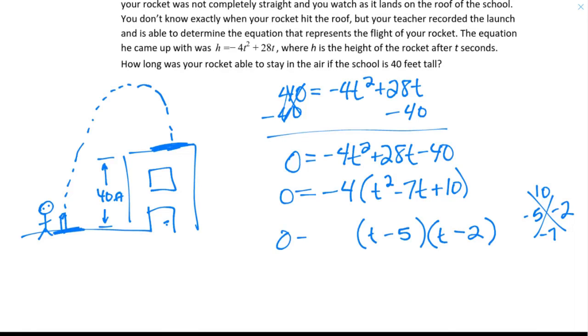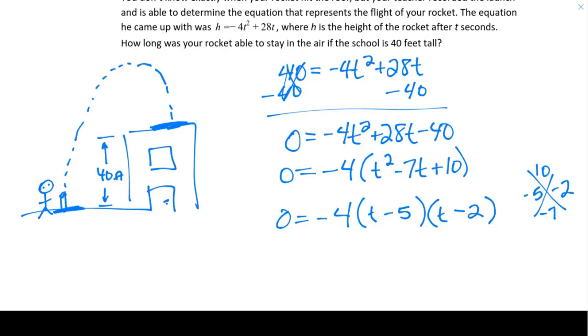I'm going to bring down the rest of my equation, and now we're ready to solve. We know that negative 4 times t minus 5 times t minus 2 is equal to 0. One of those things must be 0. Again, negative 4 can't be 0, so we'll discard that as not being possible. We then need to look at the other two pieces, which says that either t minus 5 is equal to 0 or t minus 2 is equal to 0.